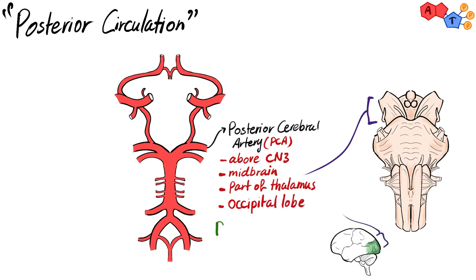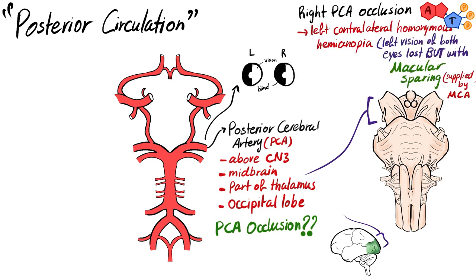So if the posterior cerebral artery is occluded, the patient will have many problems, among them which is related to the occipital lobe, contralateral homonymous hemianopsia with macular sparing. So if the patient has right posterior cerebral artery occlusion, he or she will lose the left field of vision on both right and left eyes with the macula or the center spared.